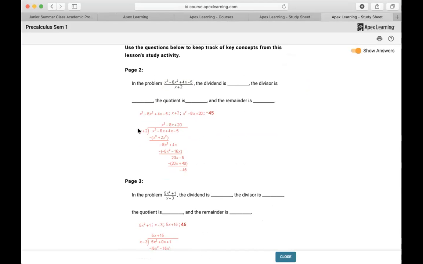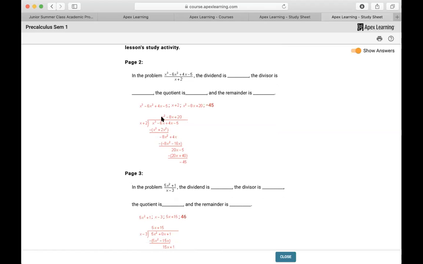And again, it's focusing on how many times does this first term fit into this first term here. So the first term of the divisor fits into the first term of the dividend. And since this has two terms, every time we have to carry down, we have to make sure we have at least 2 terms there. So then we're left with our quotient is x squared minus 8x plus 20. Our remainder is minus 45.